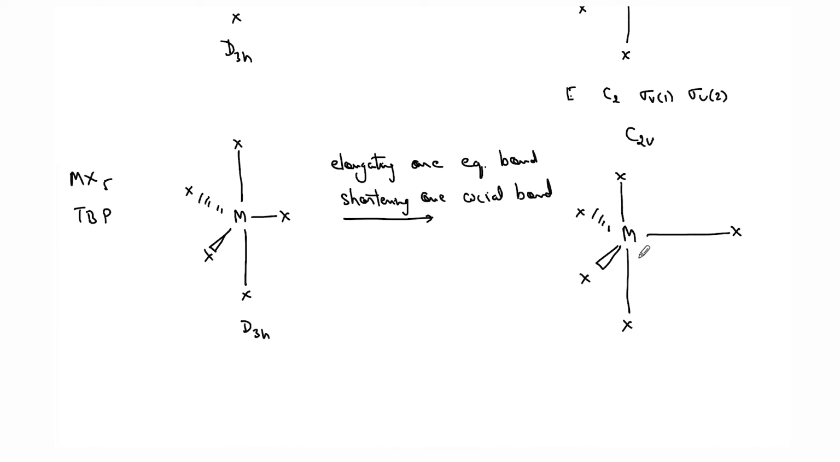So what do you have? Now if we try to put a C2 axis here along this MX bond, I do not have any C2 axis, right? Because although these two will be exchanged, these two X's will not be exchanged because their bond lengths are different. What about sigma?